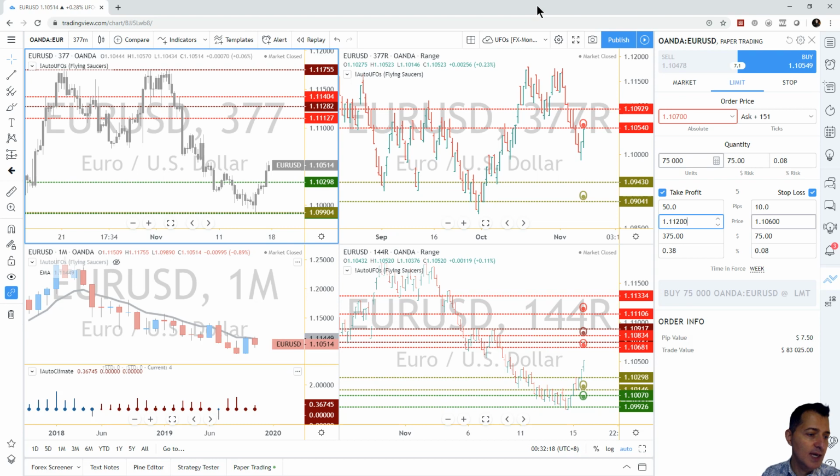Elaine, Jose, are the UFO numbers in the same place in TradingView and TradeStation for futures? Yes, they are. As long as you use the same time frame and the same data feed, they are.